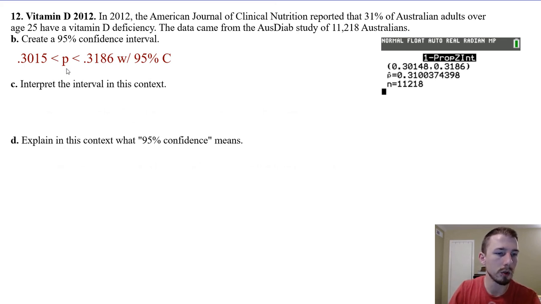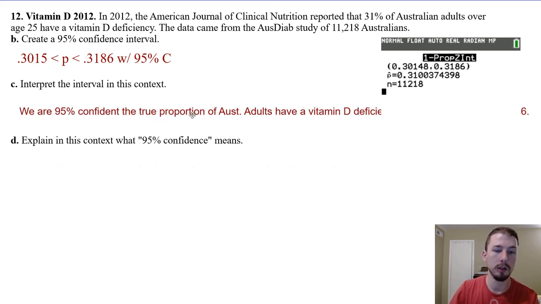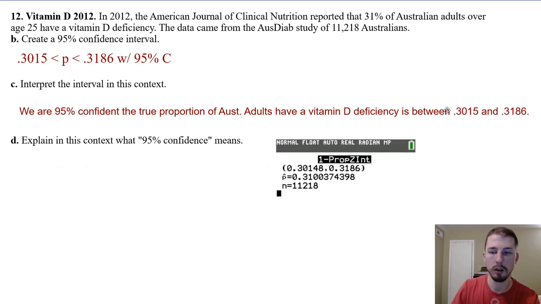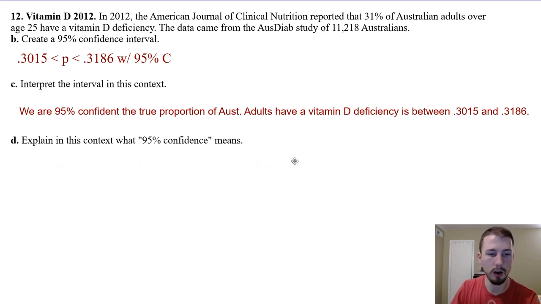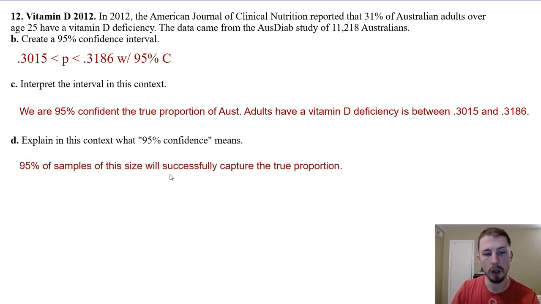So we believe the true proportion of Australian adults with vitamin D deficiency is between these two percentages. We're 95% confident. Explain what 95% confidence means. Okay, so that means 95% of the time the true proportion will be within the margin of error, or will be successfully captured in our confidence interval. So 95% of samples of this size will successfully capture the true proportion.